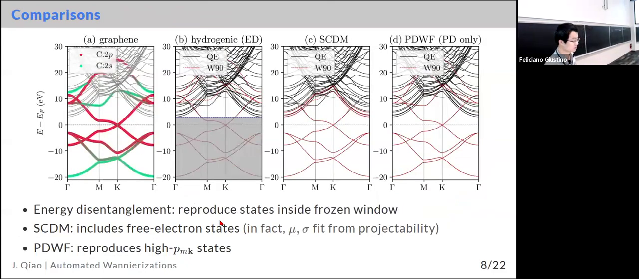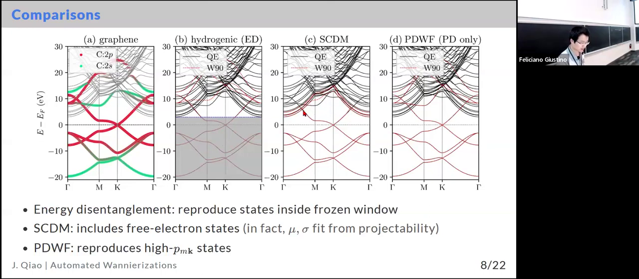So as a comparison, on the left, I show the projectability of the band structure for graphene. Here, we try to use the standard way of hydrogenic projection with energy disentanglement. So we can reproduce nicely the frozen window, which is represented by this shaded area. But outside of this shaded area, we cannot guarantee that the bands are well reproduced.